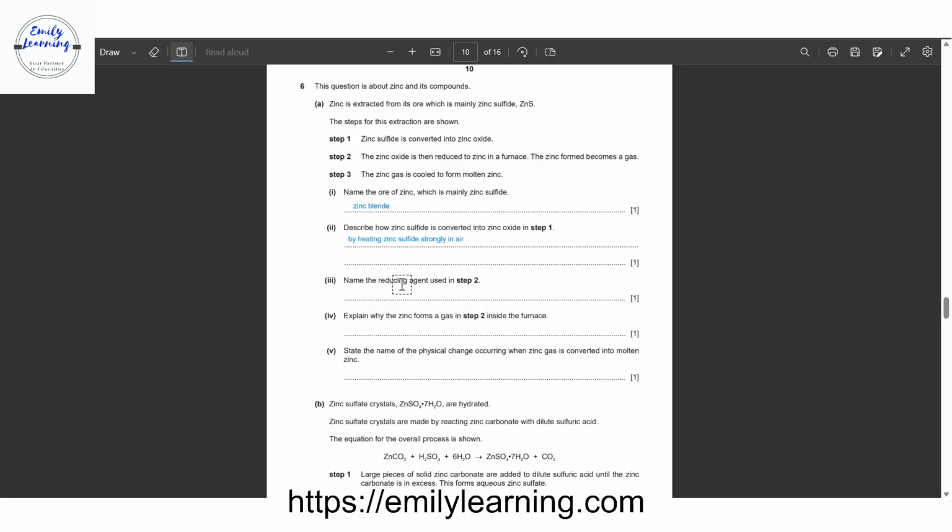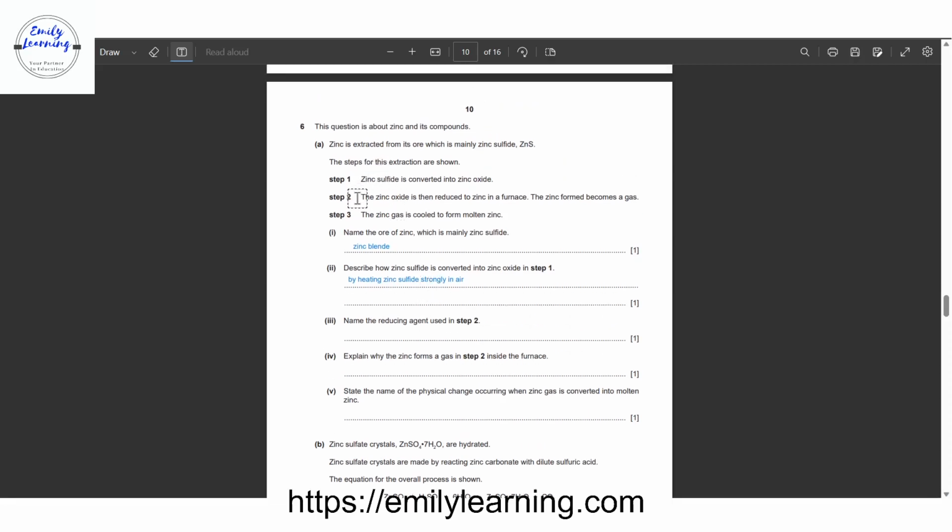Next, name the reducing agent used in step 2. So in step 2, you are going to convert zinc oxide to zinc. Okay, and the reducing agent we usually use is either carbon or carbon monoxide. So write either one, you'll get your 1 mark. Okay, you write either carbon or carbon monoxide.